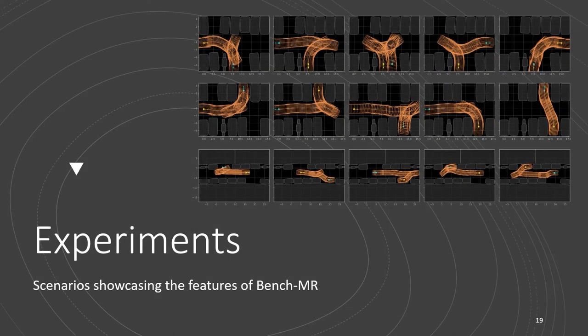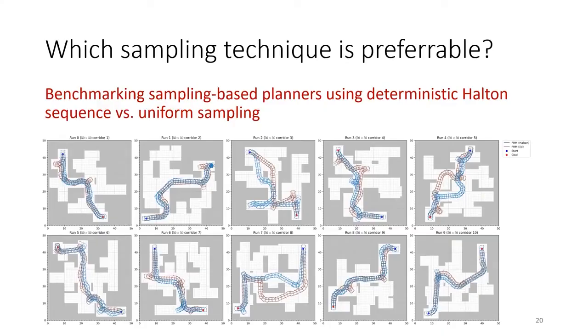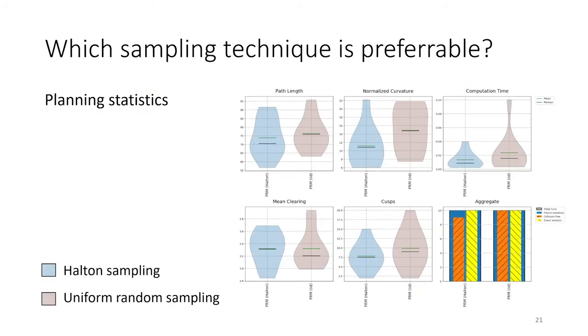We now demonstrate in detail some experiments where BenchMR provides useful insights about the behavior of sampling-based motion planners. In a first example, we compare different sampling techniques. Namely, we compare the behavior of the PRM algorithm using the deterministic Halton sequence and the uniform distribution for sampling states. The experiments show the advantages of using deterministic over random sampling. PRM with Halton samples achieves better performance in terms of path length, normalized curvature, planning time, and the number of cusps.